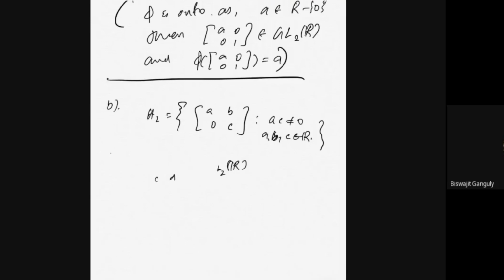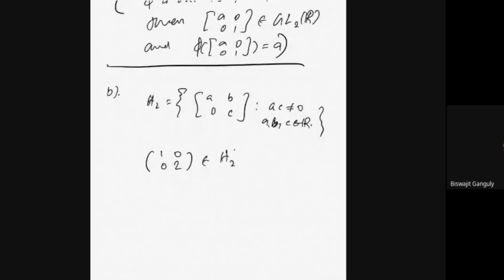Yeah. So what they are saying is you are taking an arbitrary matrix A belonging to GL2R and some particular matrix B. Okay, maybe I'll give you one precise example. That's better. So you take 1 0 0 2. It's an upper triangular matrix. It actually belongs to H2, and in fact this belongs to H3 also. It's a diagonal matrix.